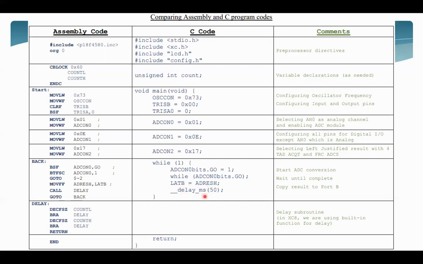Underscore delay underscore ms. This is a built-in function in the XC8 compiler. We don't have to write a separate delay loop or a separate delay function in XC8. So we close the while loop here and we write a return instruction without anything. It does not return anything actually, and we close the main function. So this is the complete main function until here. This is how we can write a simple C program using the XC8 compiler.